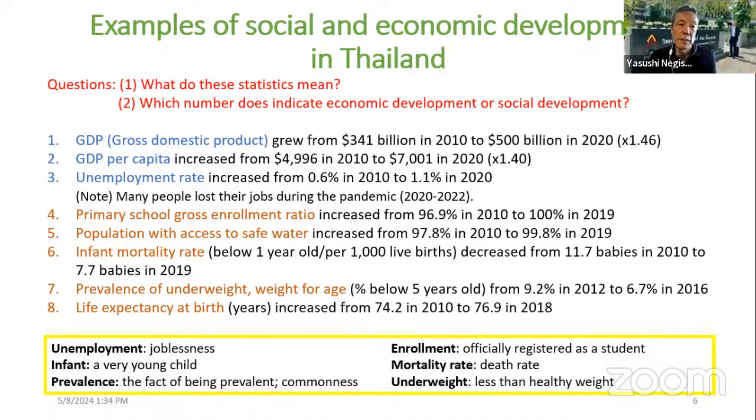The last number, life expectancy at birth. I think most people know this is the average number of years that a newborn baby can expect to live. Life expectancy of Thailand increased from 74 years old in 2010 to 76 years old in 2018. So again, in this number, Thailand has been making good progress to lengthen life expectancies during the past decades. So these are the statistics by which we can assess both economic development and social development.